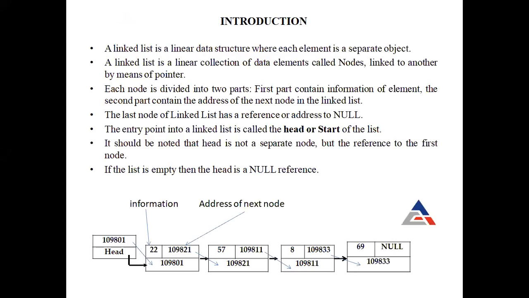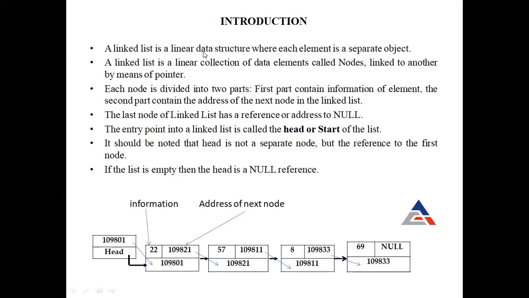So you can see over here that each node is divided into two parts. The first part, that's 22, we call the information part. I write over it information. And the second part contains the address of the next node. So this part holds the address of the next node. So every node has two parts. The first part is the information about that node. The second part is the address of the next node. Fine. So this is one node with 22 and 109821.